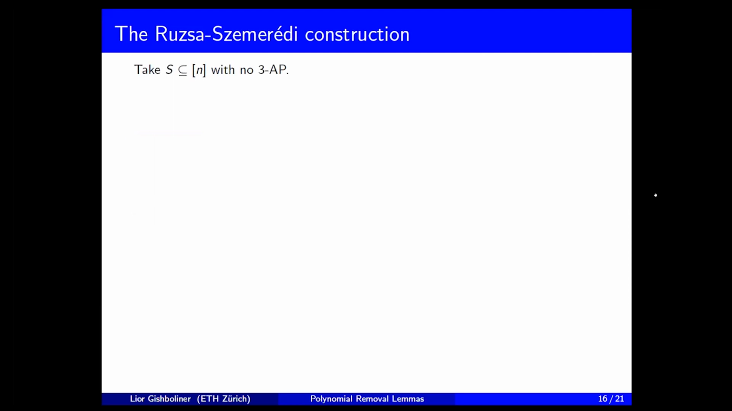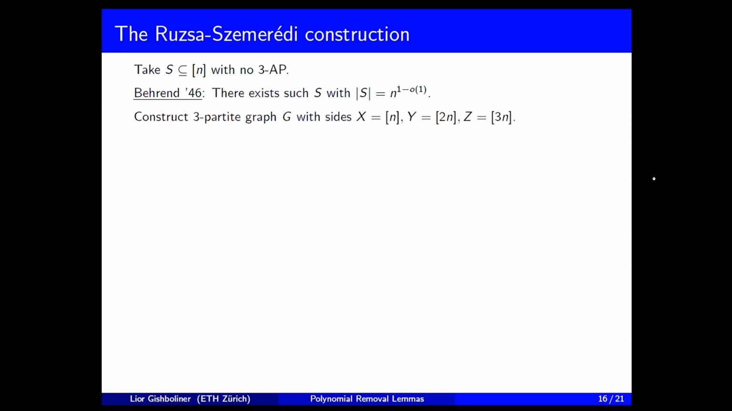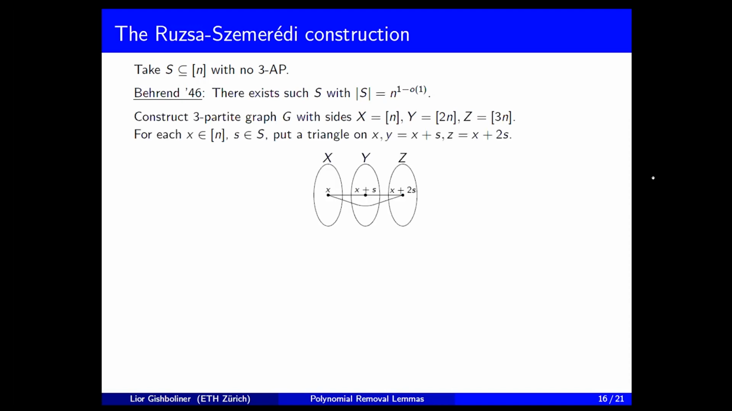We take a set in 1 up to n that doesn't have a 3-term arithmetic progression. By a result of Behrend, we know that there exists a set like this of size n to the 1 minus little o of 1. Then we construct a 3-partite graph as follows. The 3 sides roughly correspond to the integers 1 up to n. For every x in 1 up to n, and for every s in our special set, we put a triangle on the vertices x, x plus s, and x plus 2s.